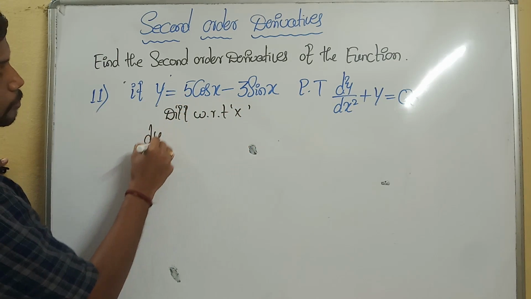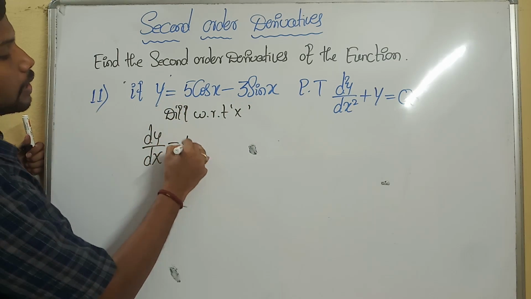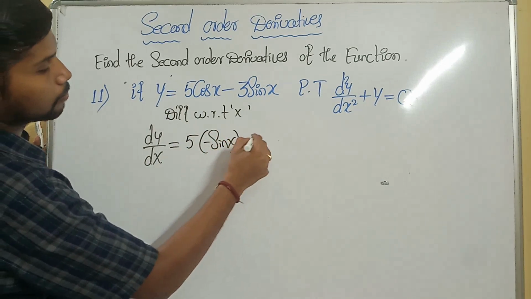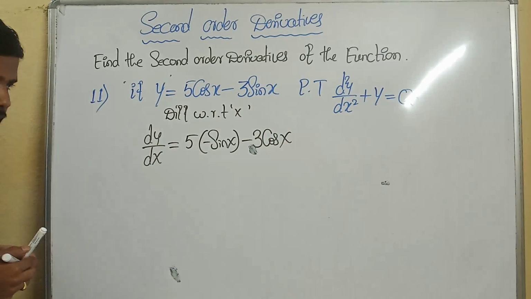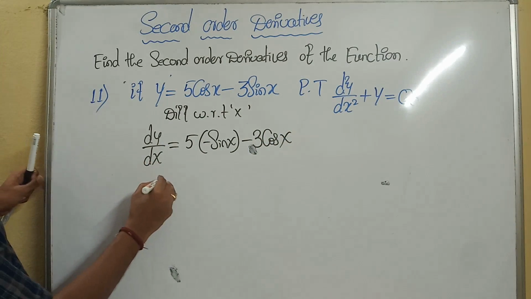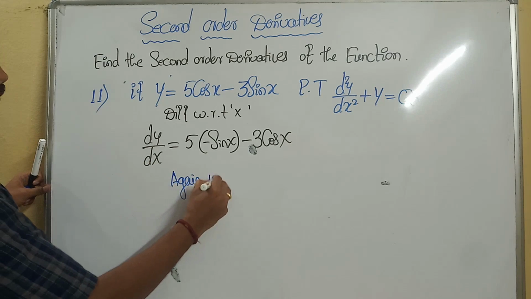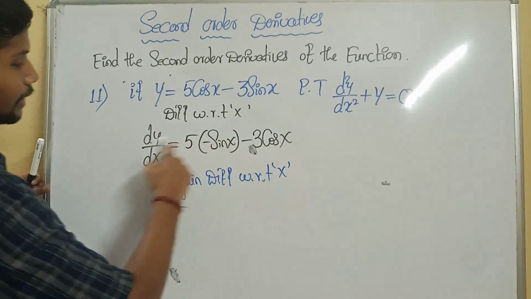What is y with respect to x? dy by dx. 5 as it is, the derivative of cos will be minus sine of x, minus 3 as it is, the derivative of sine will be cos of x. Now the next step will be again differentiating with respect to x. Then only I'll get d square y by dx square.